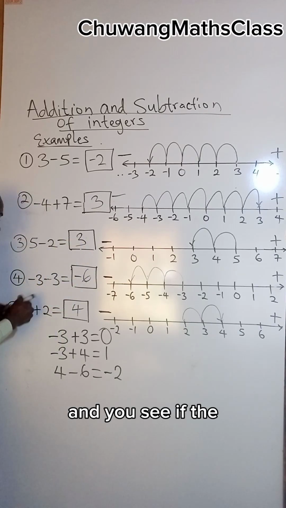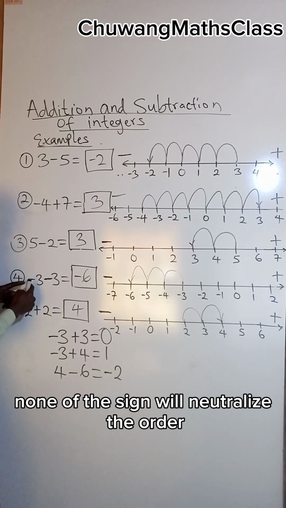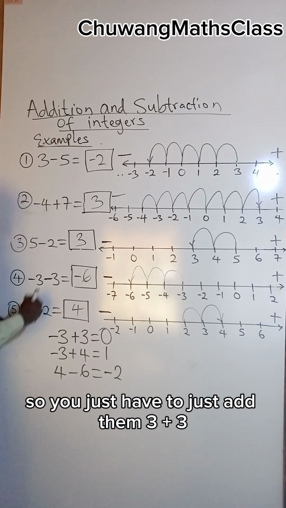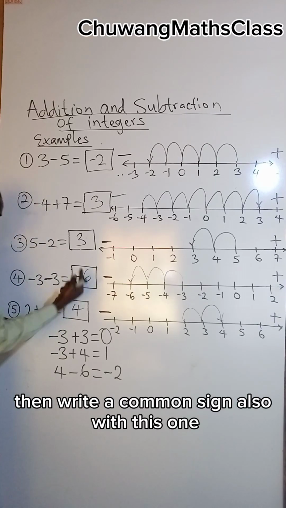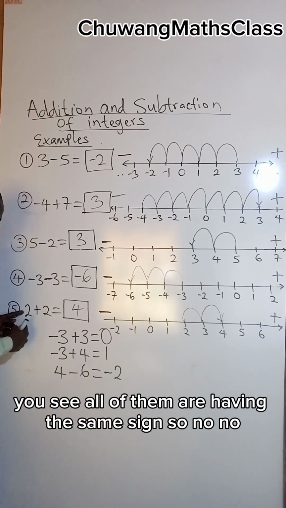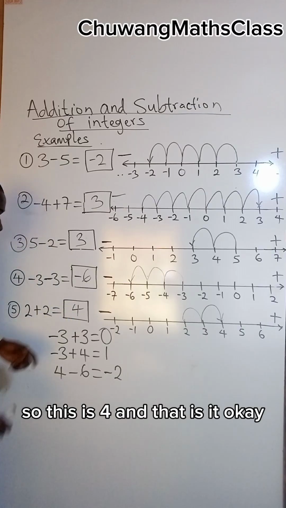And you see if all the numbers have the same sign, none of the signs will neutralize the other, so you just have to add them. 3 plus 3, then you write the common sign. Also with this one, you see all of them have the same sign, so no one will neutralize the other. So this is 4, and that is it.